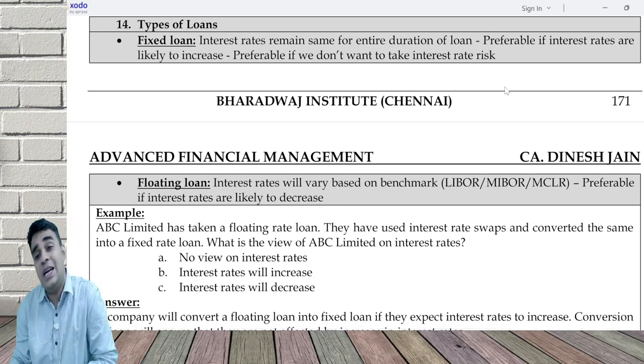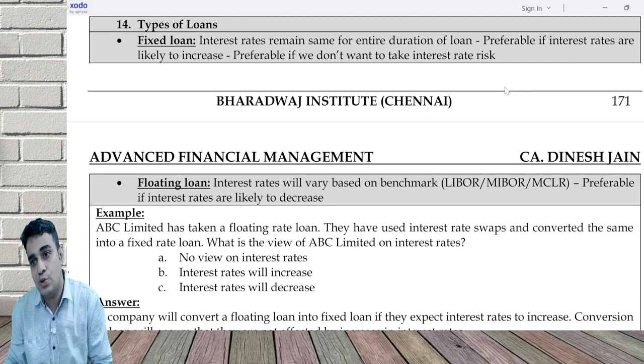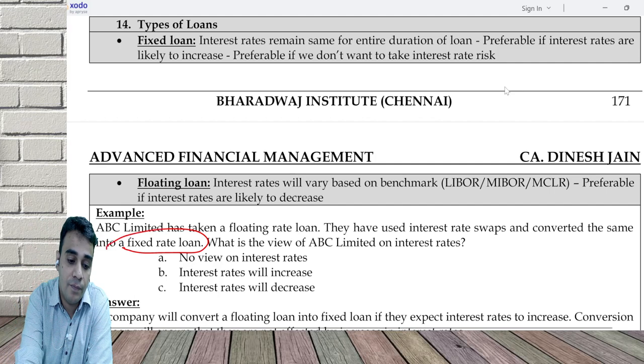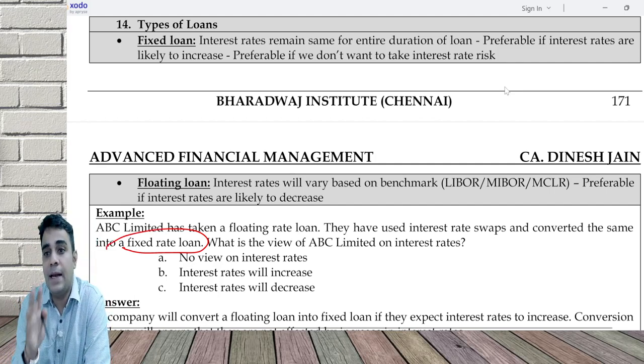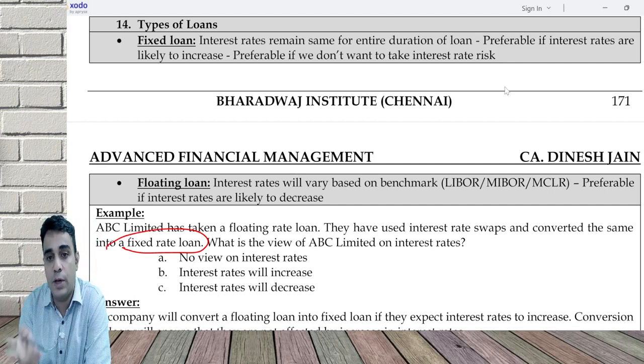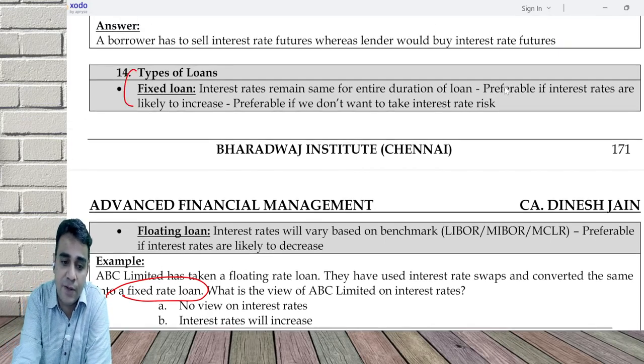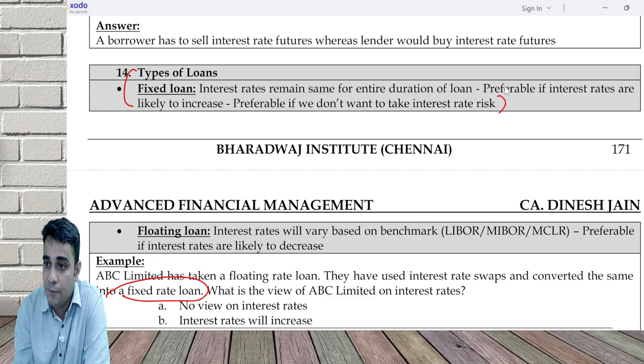I have used an interest rate swap and converted the same into what? Fixed rate. See, a swap can convert a fixed loan into floating, floating into fixed. How does it do that? We'll understand that later, but it can do that conversion. So I took a floating loan, but I've now converted it into what? A fixed loan, which means I've indirectly taken a fixed loan.